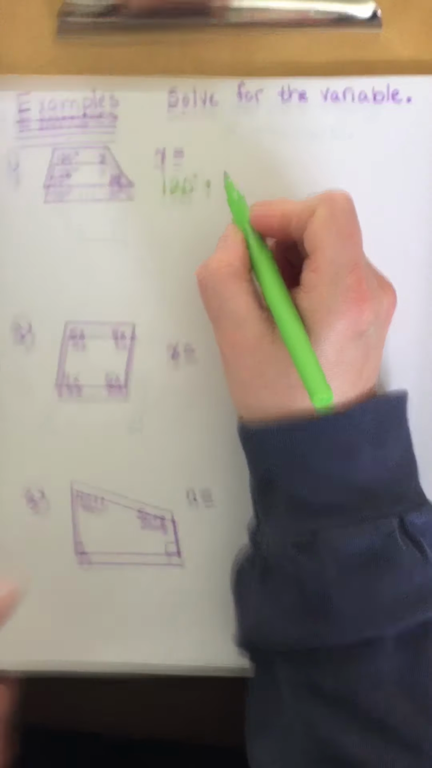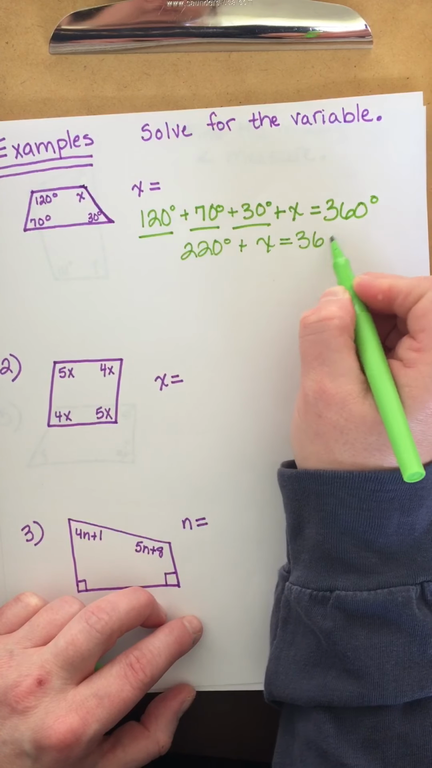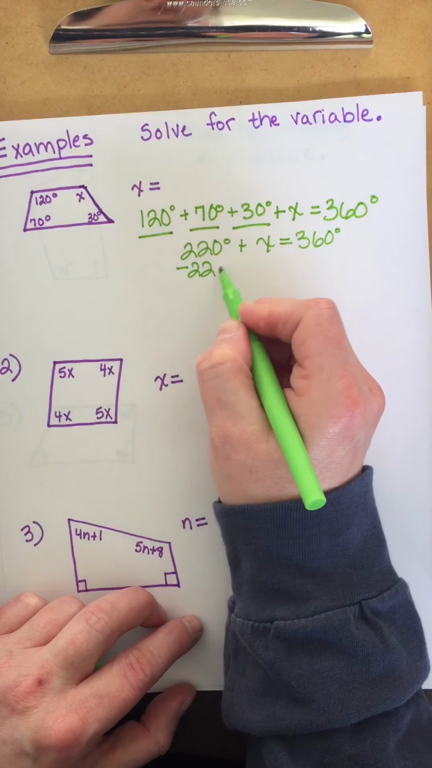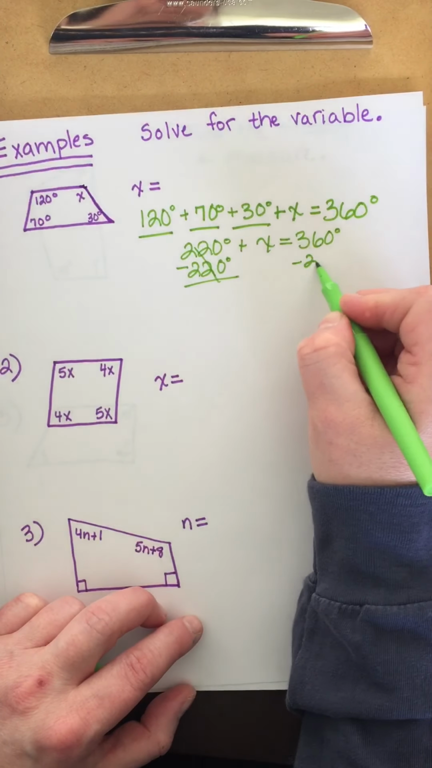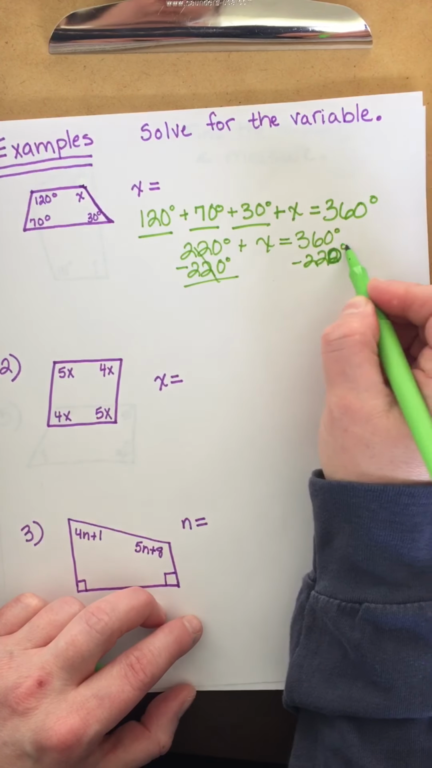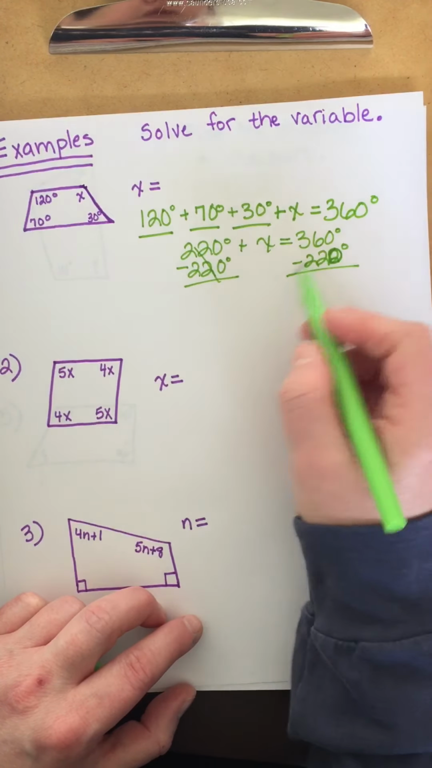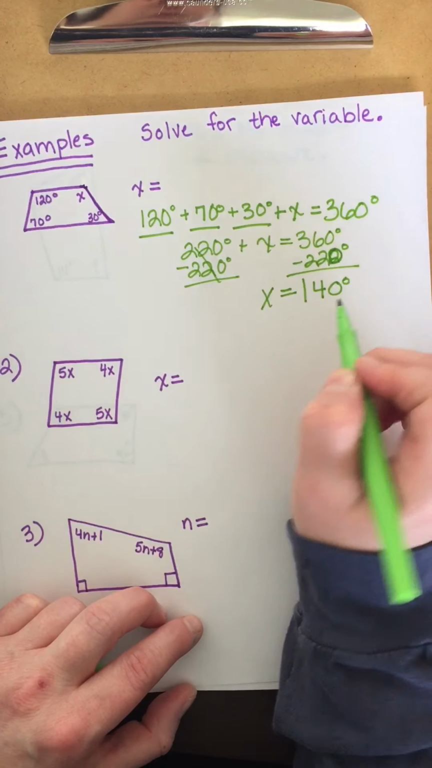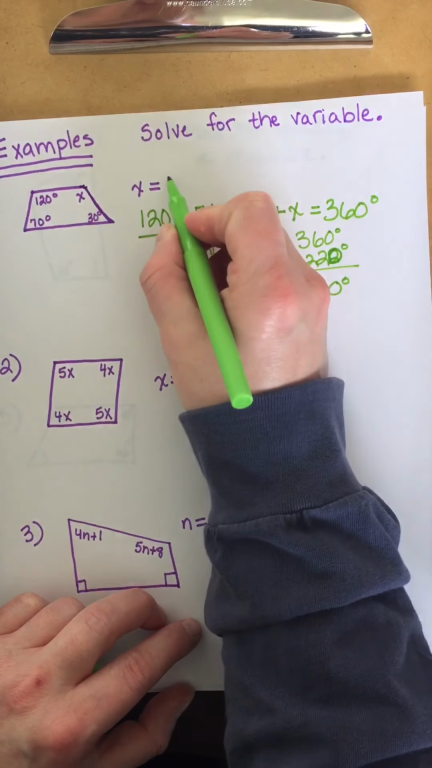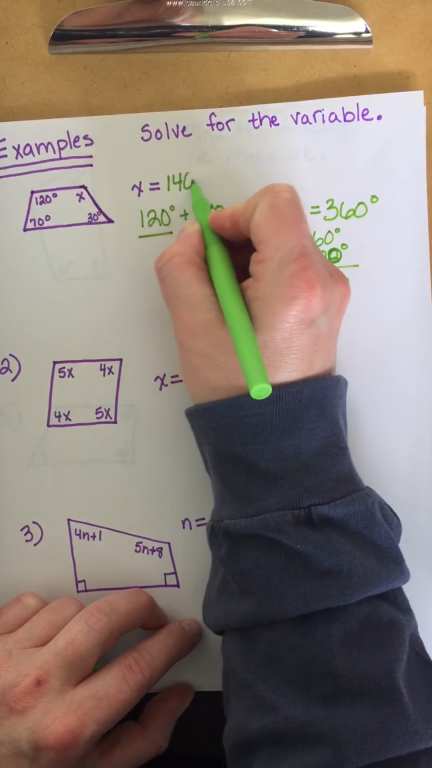Now I'm going to combine these constants, 120 plus 70 plus 30. So 70 and 30 is 100. So 120 plus 100 is 220 plus x equals 360. And to undo this addition, I'm going to subtract 220 from both sides. And we get x equals 0 minus 0 is 0, 6 minus 2 is 4, and 3 minus 2 is 1. 140 degrees. So the answer would be x equals 140 degrees.